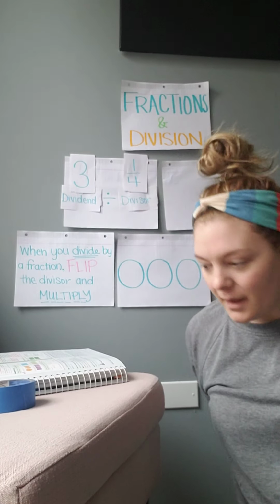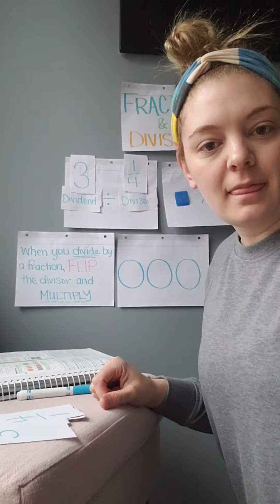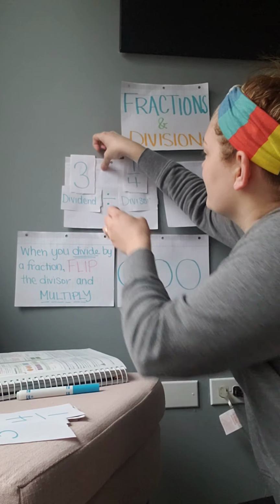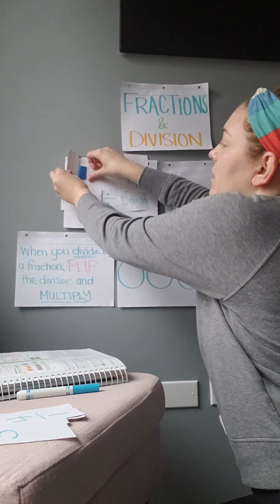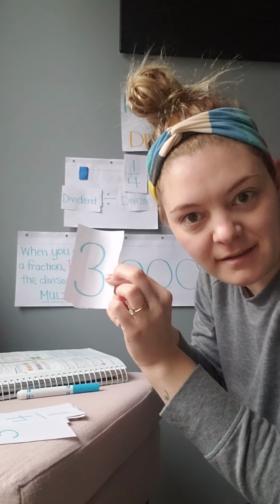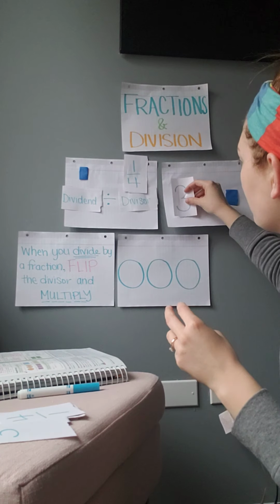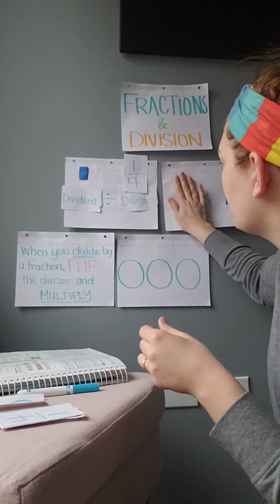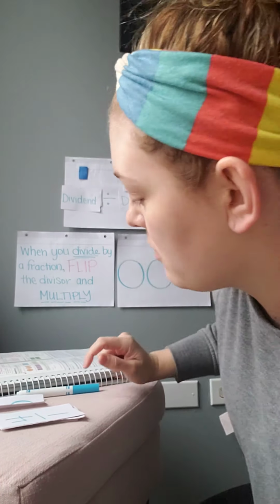Let me pause for a second. I'll be right back. All right, I think I'm ready. So we take this. Our dividend will always stay the same, okay? So we take our dividend, we're going to put it here. I made it a little bit smaller because we're going to end up putting that over 1, okay?